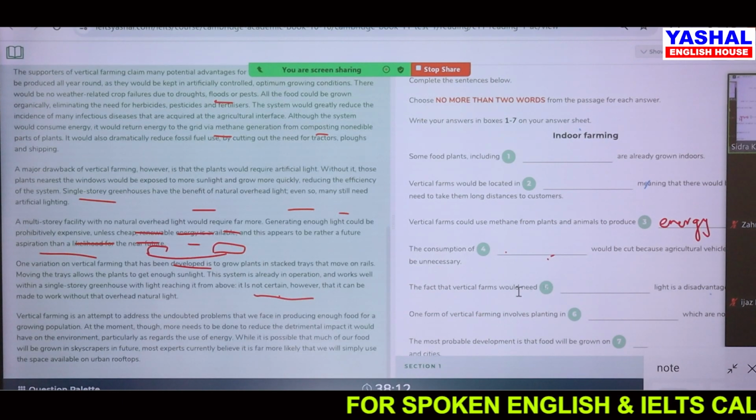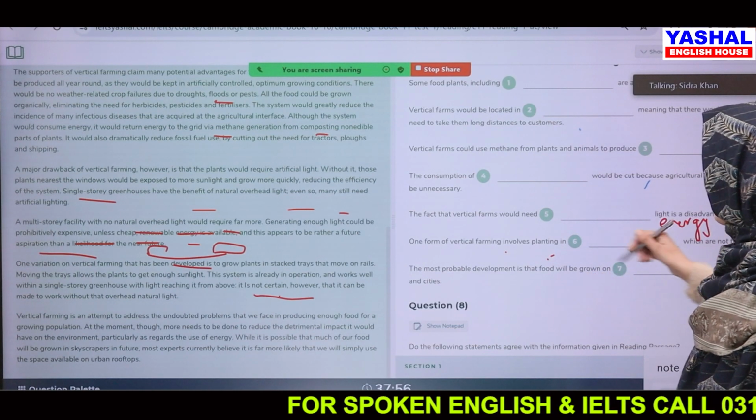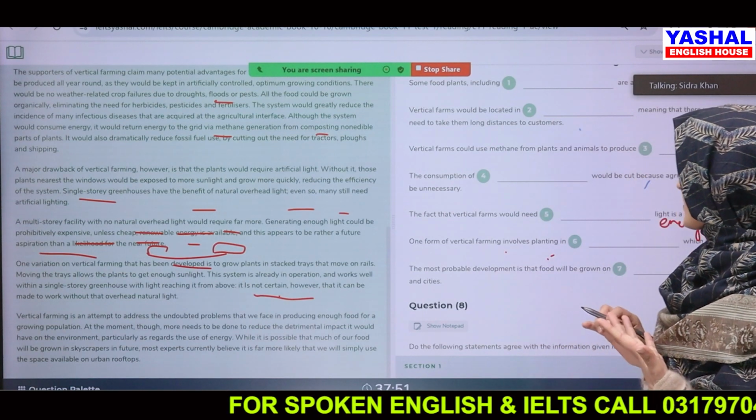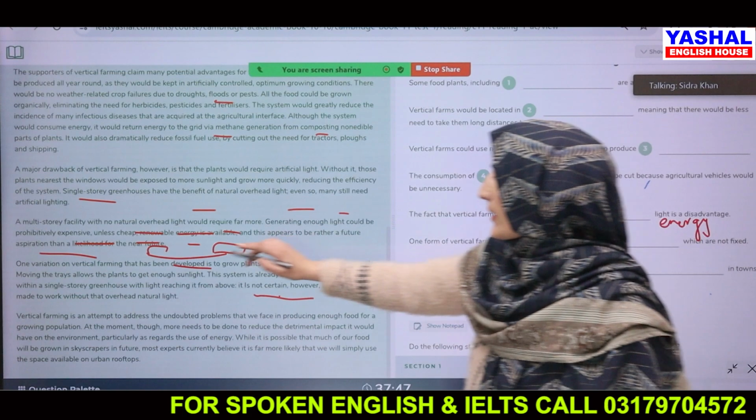बाकी जो आपके रहते हैं. One form of vertical farming involves planting in dash which are not fixed. It means कि planting in dash आपने जगह mention करनी है.